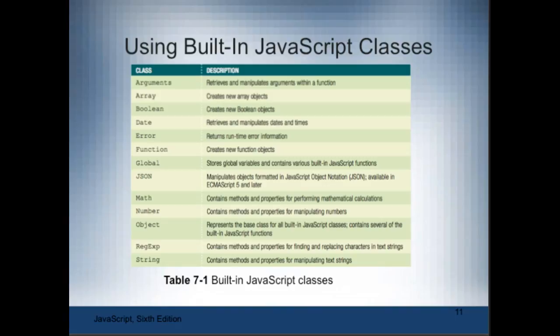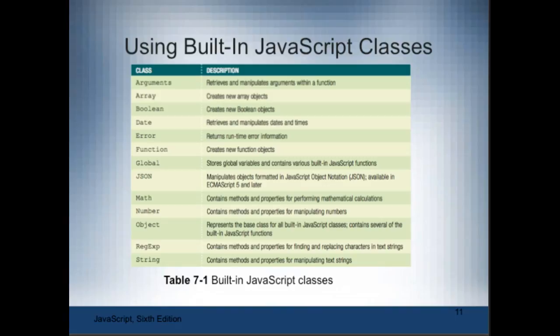The arguments object retrieves and manipulates arguments within a function. The array class creates new array objects. The Boolean class creates new Boolean objects, and the date class retrieves and manipulates dates and times. The error class returns runtime error information, and the function class creates new function objects.